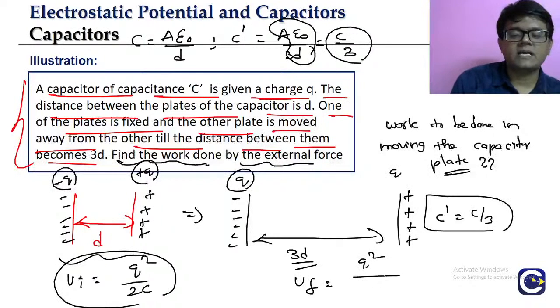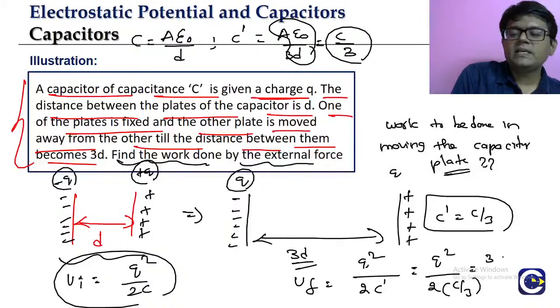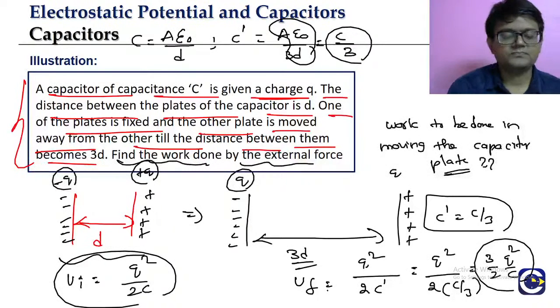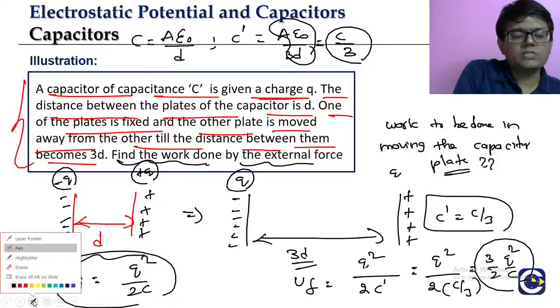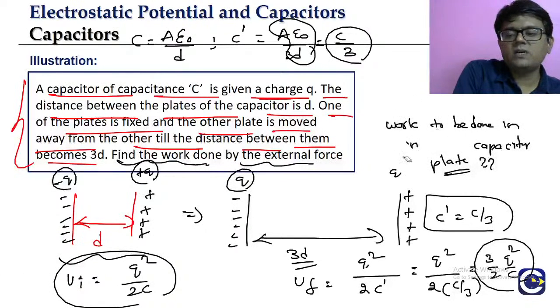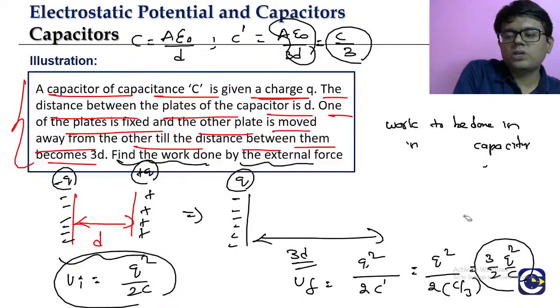So final potential energy will be what? Here also it is the same charge. Q square by 2 into what is the capacitance here? C dash. Q square by 2 into C by 3, which is 3 by 2 Q square by C. So initial potential energy is Q square by 2C. Final potential energy is 3 by 2 into Q square by C.